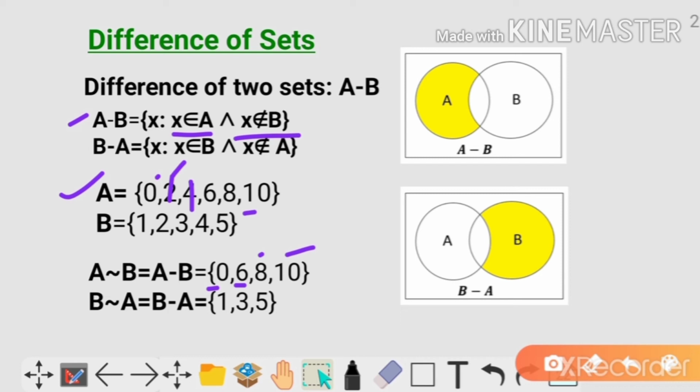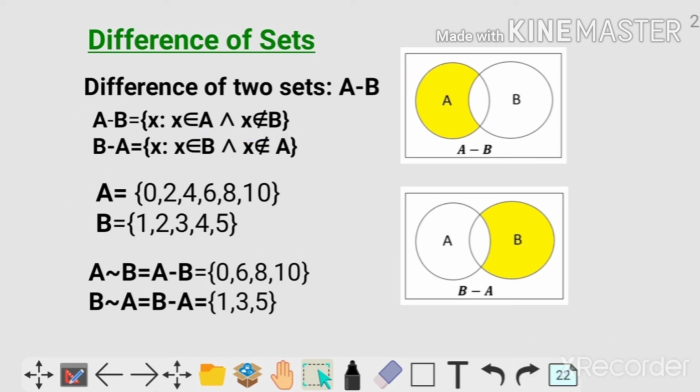Okay. Now if you look at the Venn diagram, you can see that I just excluded that part which is common to B. So the colored part denotes A minus B. Now for B minus A, similarly, only those x which belong to B but do not belong to A. Here in B minus A, if you look at 1, it does not belong to A, so 1 is in the B minus A.